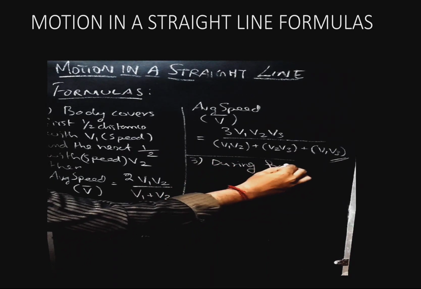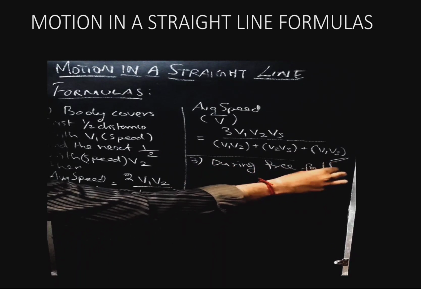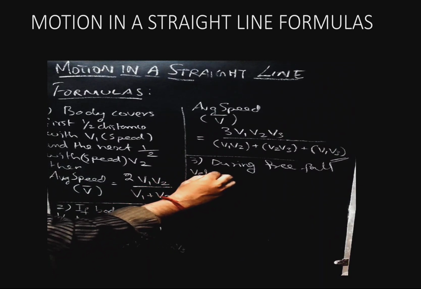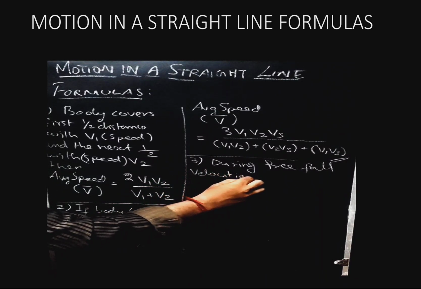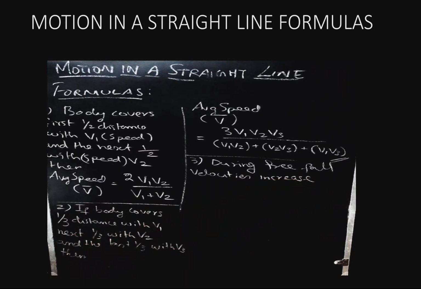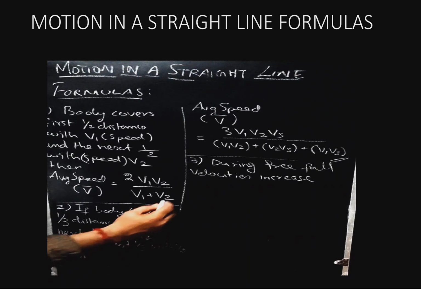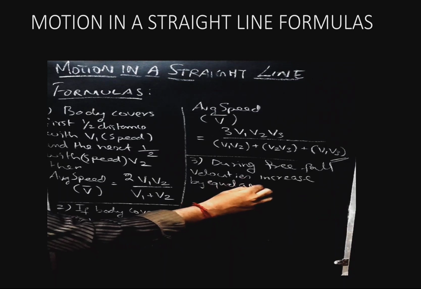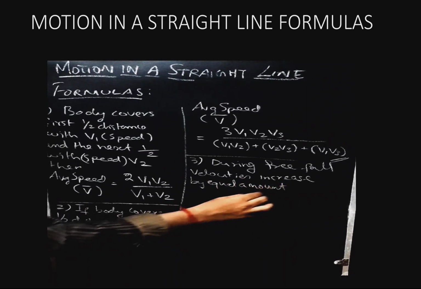Now the third we are going to discuss is free fall. What will happen in free fall? Free fall means the object falls freely with respect to gravity. No other forces are acting on it. So we are going to give three conditions here. During the free fall, the velocity will be constantly changing, because as it approaches the ground, its velocity also increases.